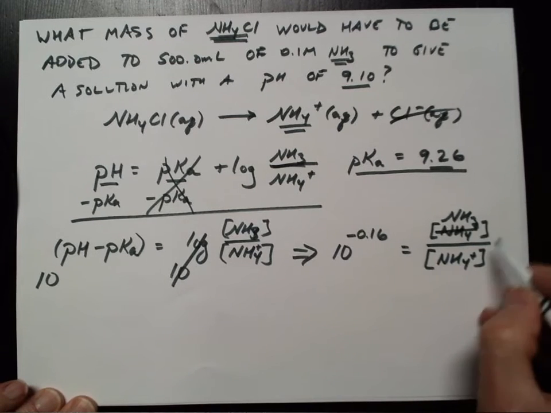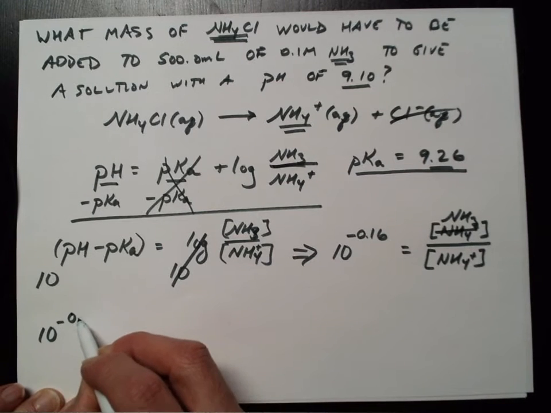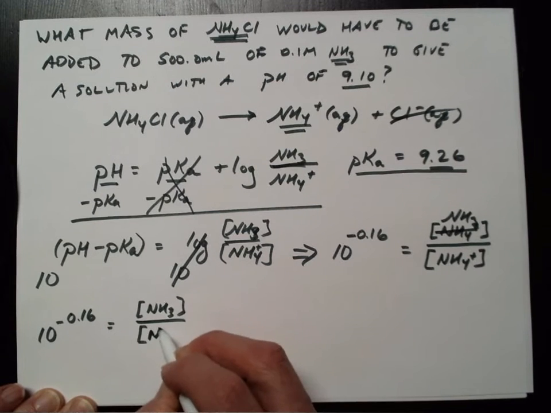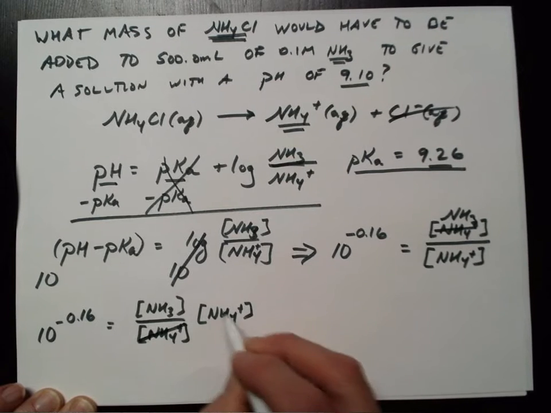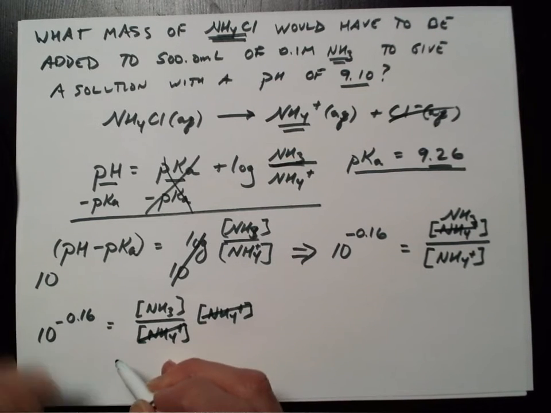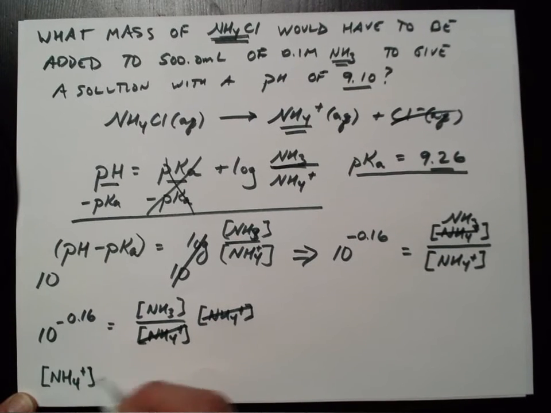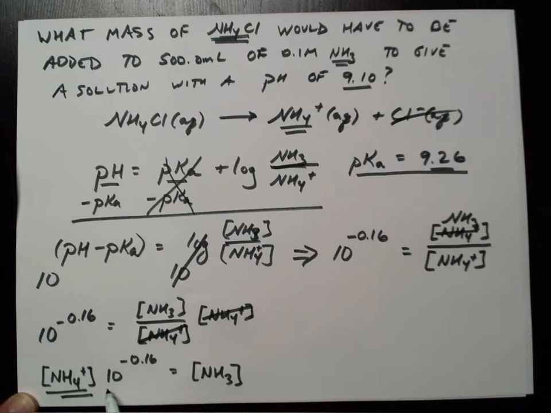Okay, what am I going to do now? I think I'm going to multiply both sides of the equation. Here, let me write this down a little bit. 10 to the negative 0.16 is the ammonia concentration over the ammonium concentration. Let's multiply both sides by the ammonium concentration. And if I do that, I'll get the ammonium concentration times 10 to the negative 0.16. That's going to be equal to the ammonia concentration. This is what I'm looking for. So I'm going to divide both sides by 10 to the negative 0.16.